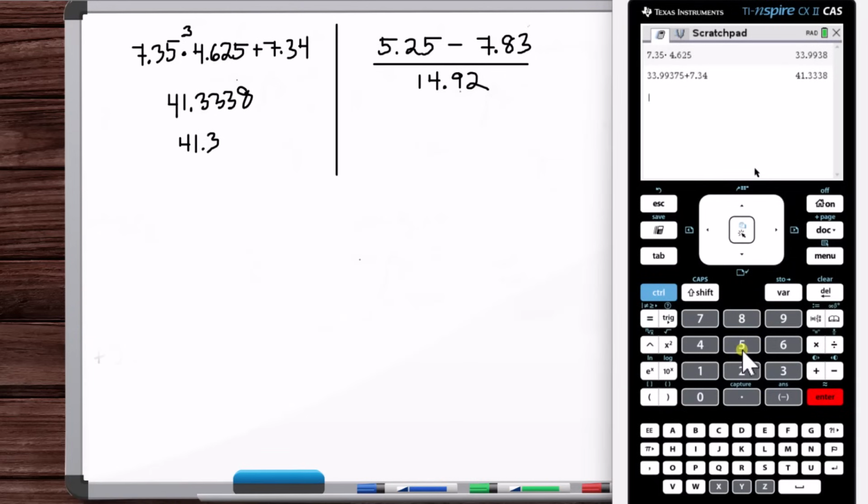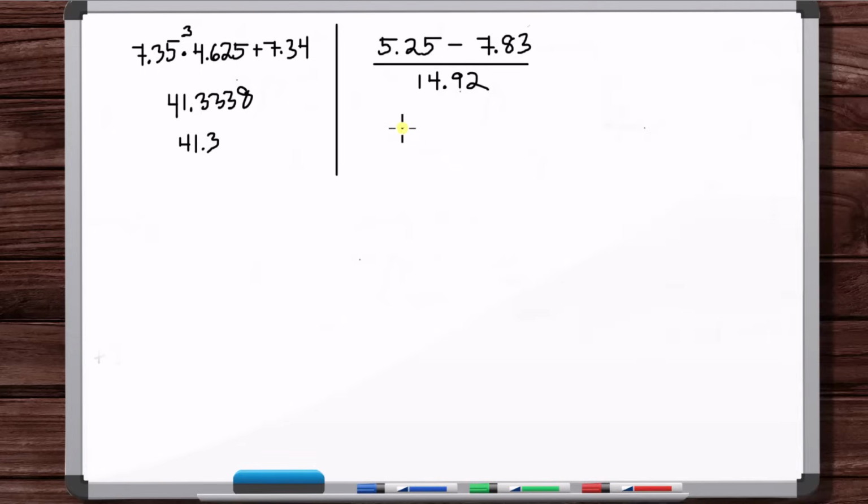So let's just put this into our calculator. 5.25 minus 7.83 divided by 14.92. So negative 0.172922.